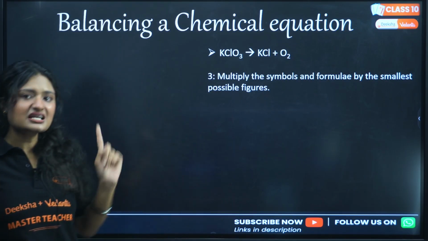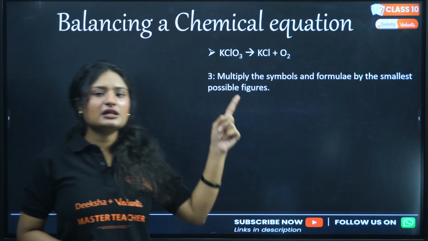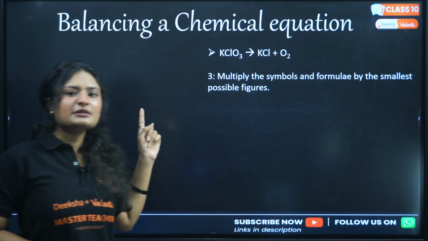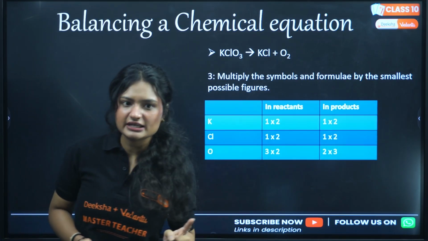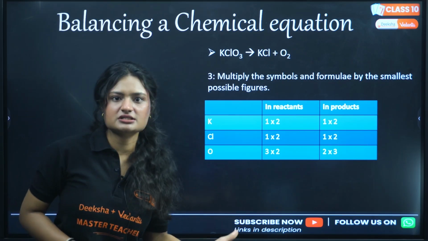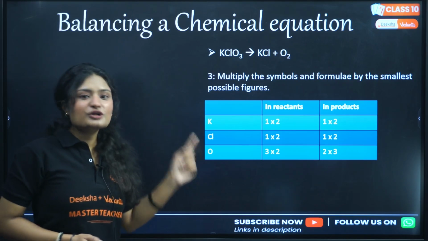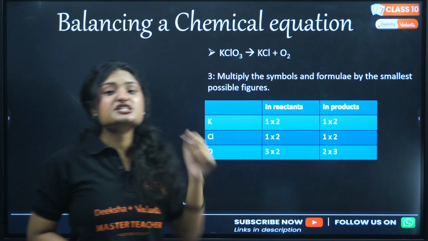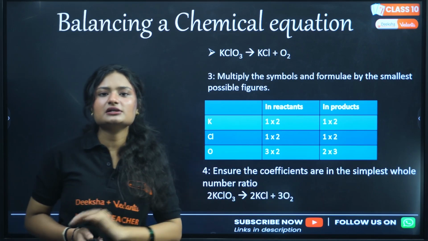And on the reactant side, we have 3 molecules. So if we just cross multiply, if we multiply the reactant side with 2 and the product side with 3, what will we get? We will get an equal number of oxygen on the reactant and the product side, but the potassium and chlorine are unbalanced now. So what will you do? You will multiply both potassium and chlorine with 2, and that's how you get the balanced chemical equation.